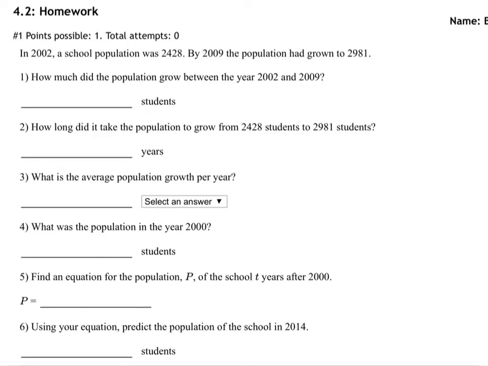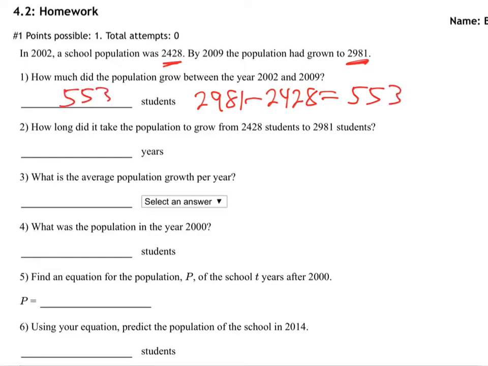So what are we going to do to figure that out? So we're going to subtract the 2981 and the 2428. Somebody got a number there? 553. So the population grew by 553 students.